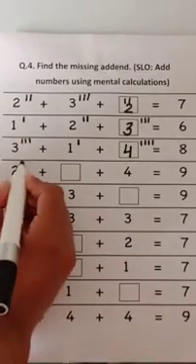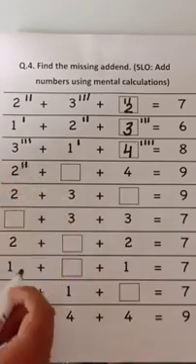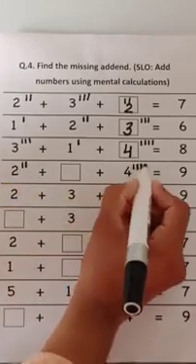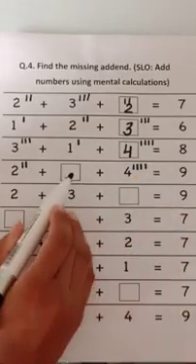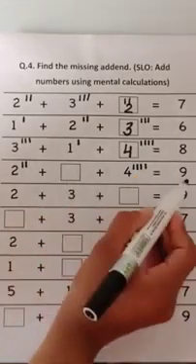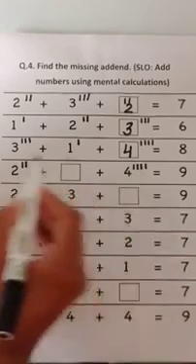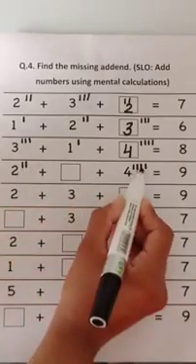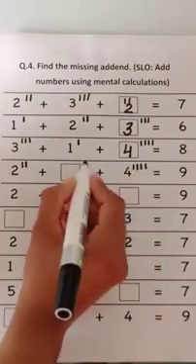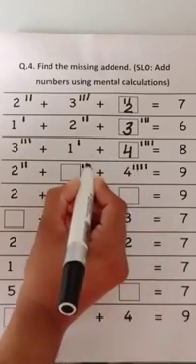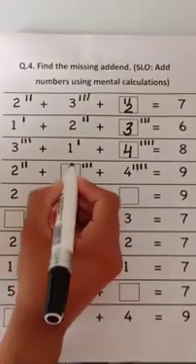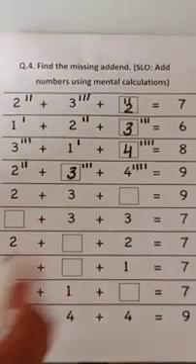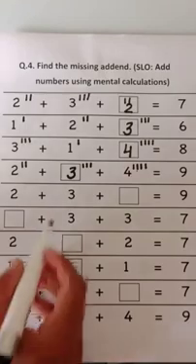Here we have 2. I'll draw 2 lines. Here we have 4, so I'll draw 4 lines. And we have to find the number to make it equal to 9. Let's add them. 1, 2, 3, 4, 5, 6, 7, 8, 9. So the number is 3 to make it equal to 9.